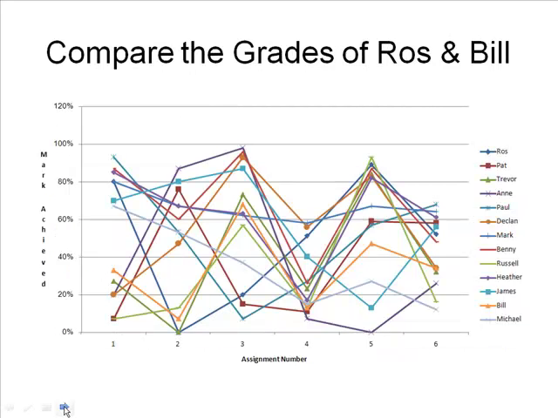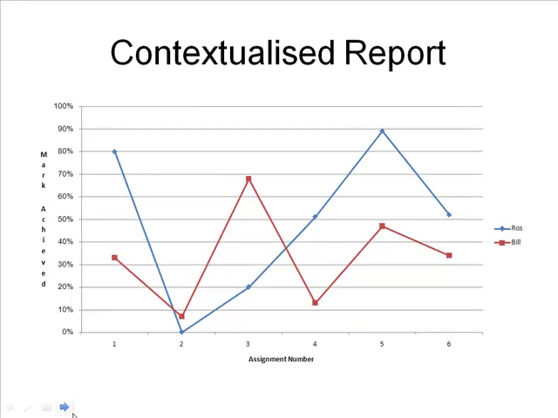If asked to compare the grades of Roz and Bill, or two students, a line graph may be the appropriate reporting type. But if the report is not contextualised, the report can contain a lot of clutter, making the reporting type less efficient. This is a contextualised report, specifically looking at Bill and Roz's grades for each assessment.